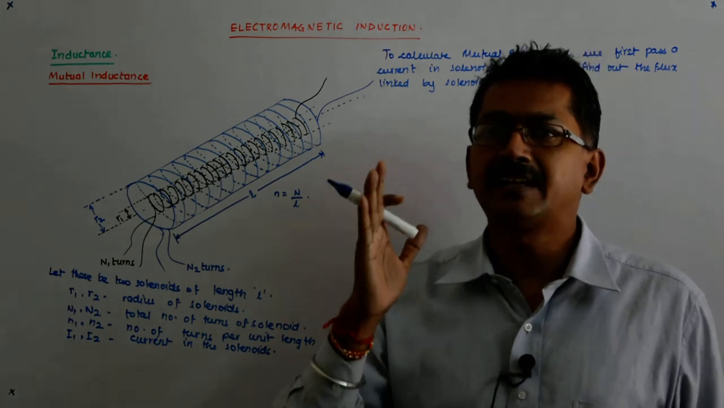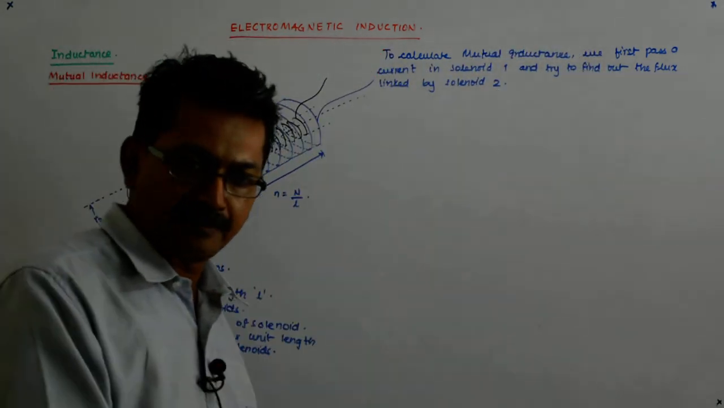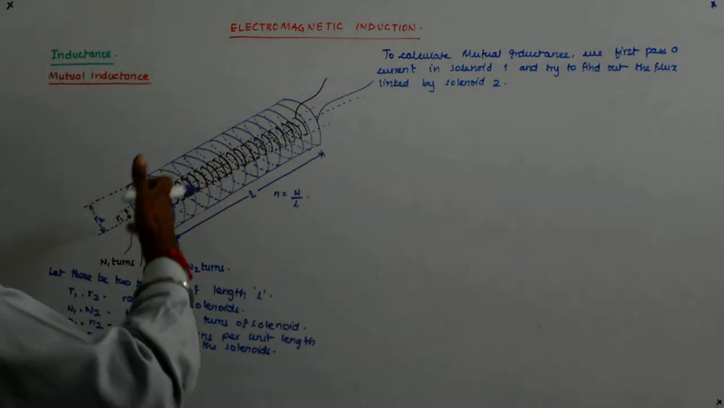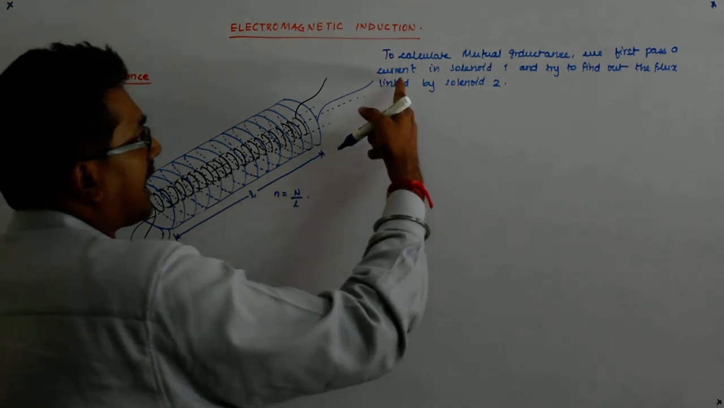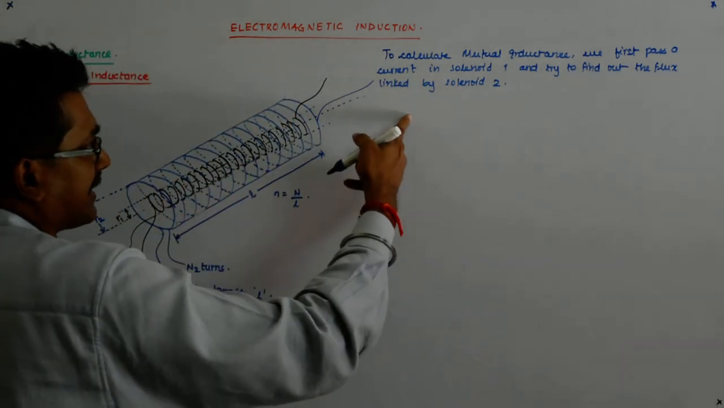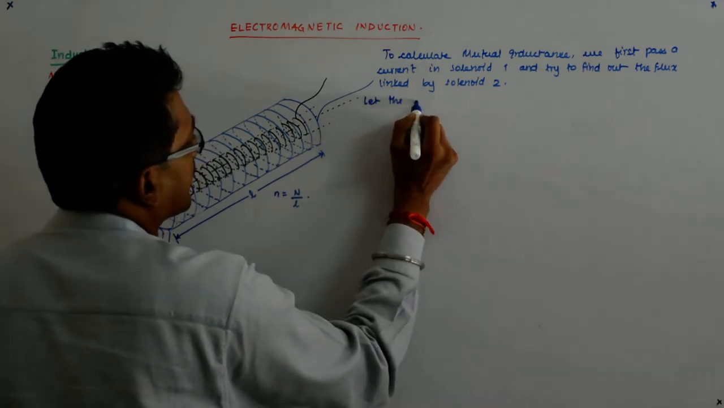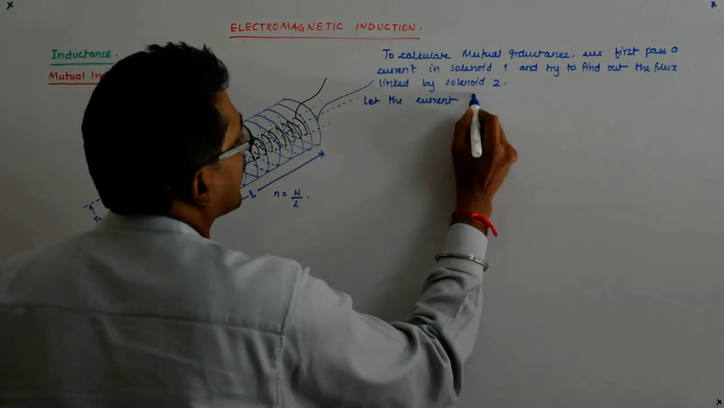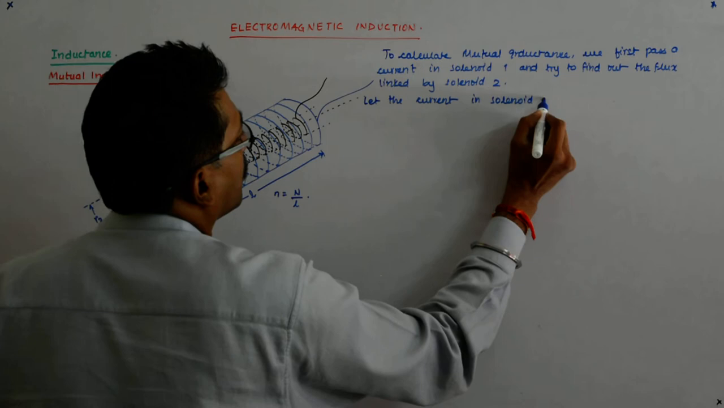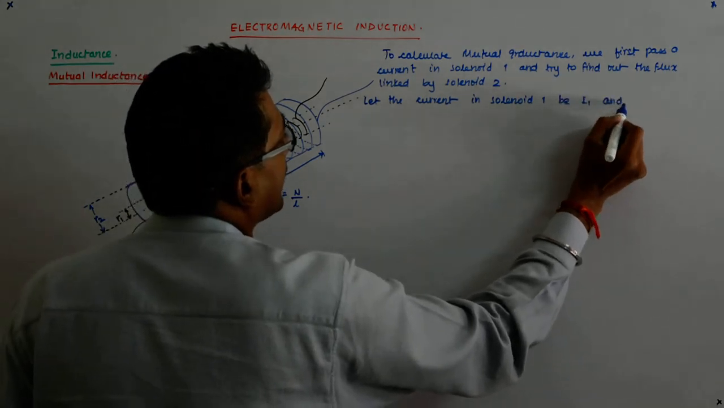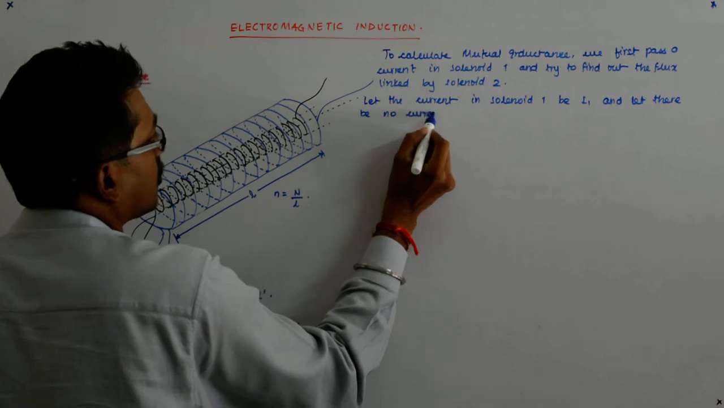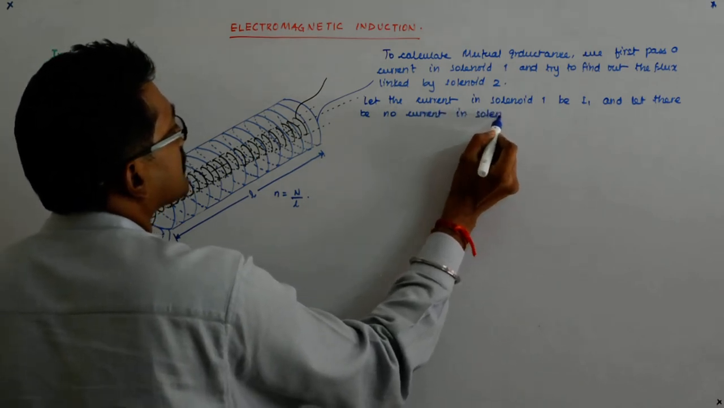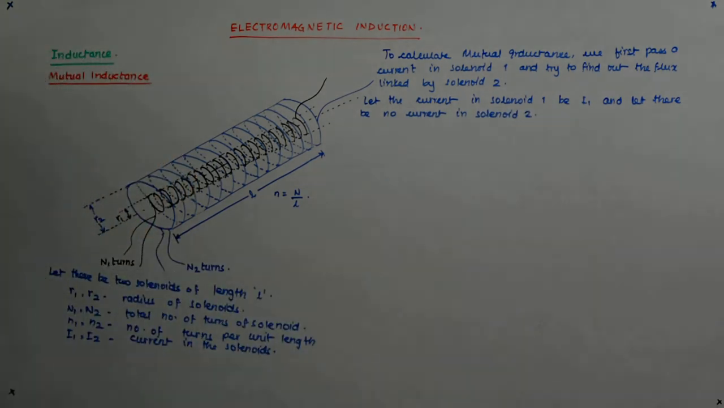So this is a very special case where we have taken two solenoids, same length, coaxial. And we are trying to find out what will be the mutual inductance between the two. Now for that, what I am doing in solenoid 1, and we are trying to find out the flux linked by solenoid 2. Now let the current in solenoid 1 be I1, and let there be no current in solenoid 2.